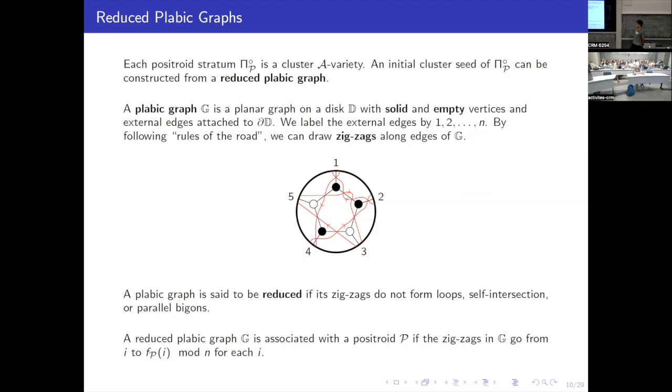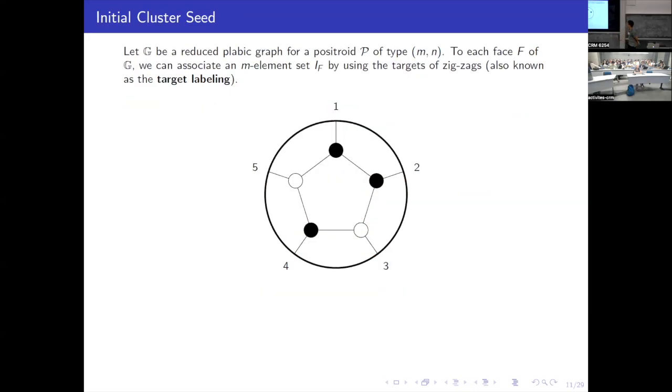So if you start with the pattern of these lines that you formed, can you go back to the original graph you started with? You're asking if you just know the zigzags, can you construct the graph? So this is not a bijection. There are many reduced plabic graphs corresponding to the same positroid, and they are all related by square moves. Okay, thanks for the question.